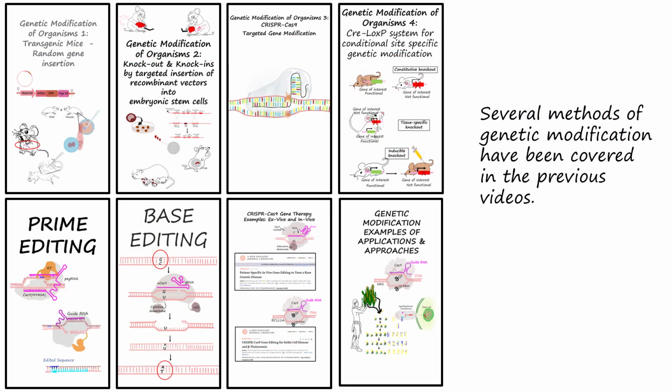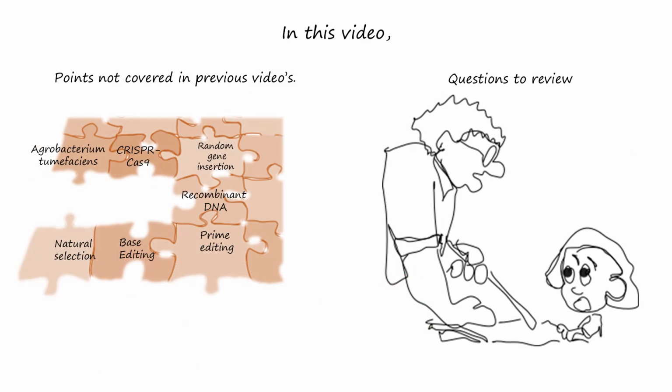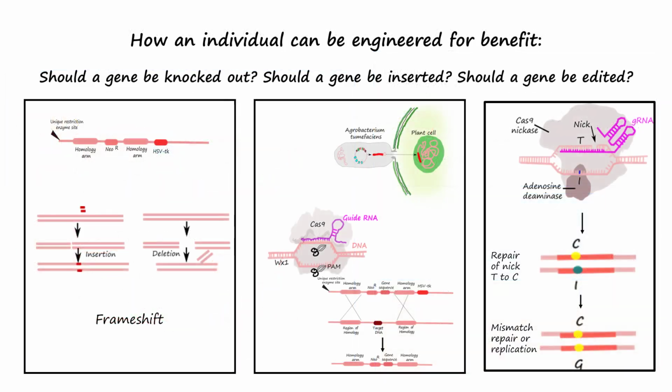Several methods of genetic modification have been covered in the previous videos. In this video, you'll find some points not covered before, along with questions to review the topic. To change an inherited trait using genetic engineering or gene editing, the genetic determinants of the trait and their sequences must be known. Only then can one decide how an individual can be engineered for benefit.